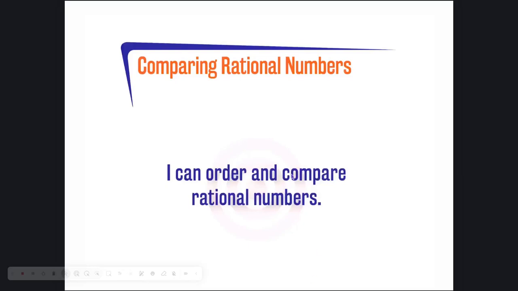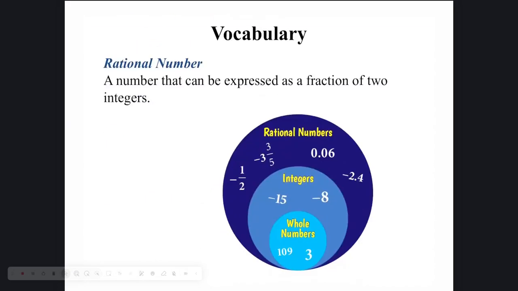Comparing rational numbers. The target for this lesson is, I can order and compare rational numbers. Let's start with vocabulary. A rational number is a number that can be expressed as a fraction of two integers. Rational numbers include whole numbers, integers, and most fractions and decimals.